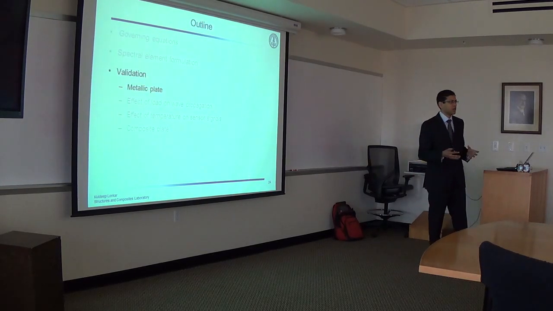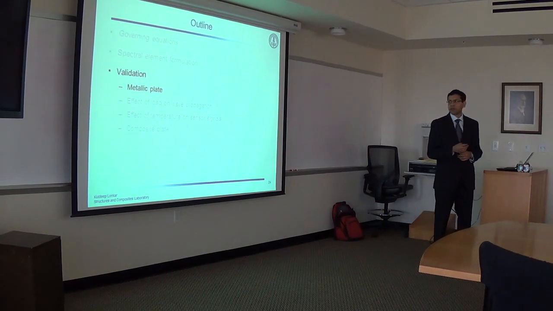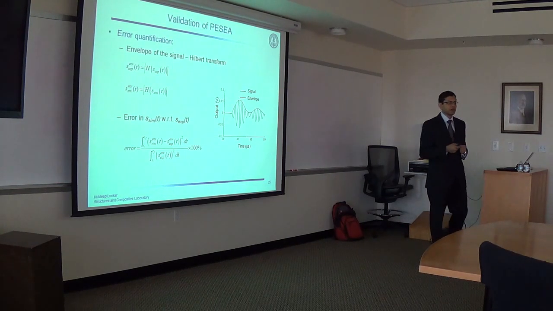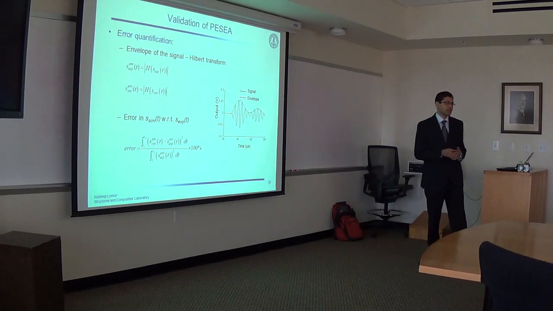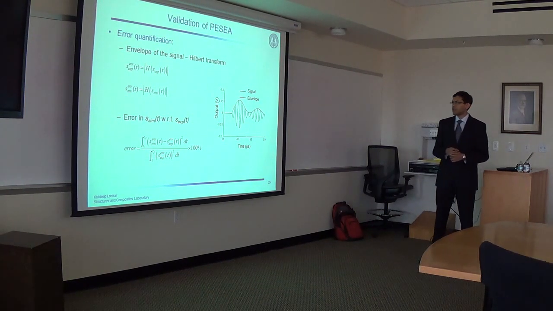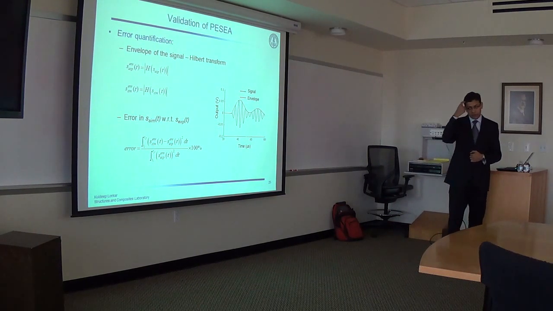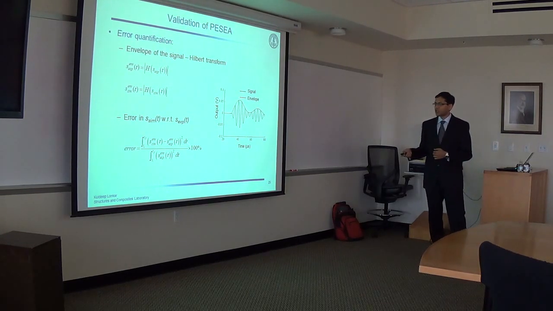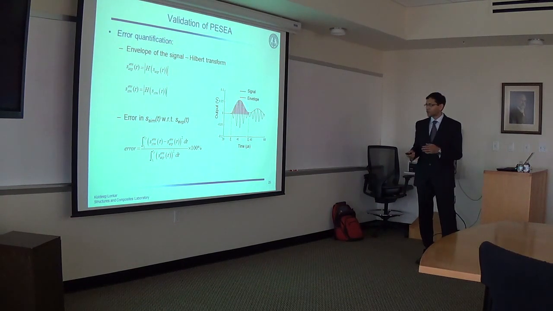So when we develop any numerical model, we have to validate it for its accuracy. So let me show you some validation results for metallic plate and composite plates and also the effect of load and temperature. So before I show you the validation results for metallic plate, let me show you how I quantified the error in the simulated signals with respect to the experimental signals. So we take the signals in time domain and get their envelopes using the Hilbert transform. And we define the error in the simulated signal with respect to the experimental signal using this relation, which basically calculates the percentage error based on the difference in the energy content of the envelopes for a given time window.